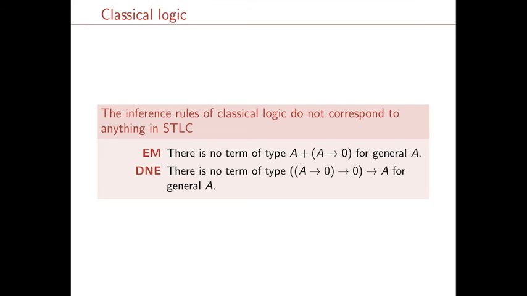This is what we mean when we say that these inference rules of classical logic do not correspond to terms in simply typed lambda calculus. And this is why we generally prefer proofs that do not make use of these inference rules, excluded middle and double negation elimination, since these proofs then will not correspond to a term in the simply typed lambda calculus.